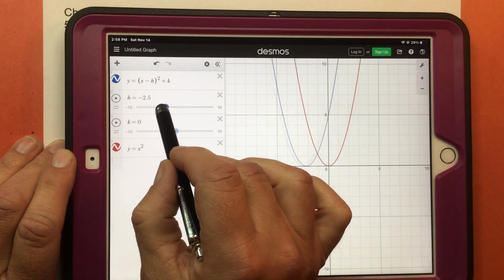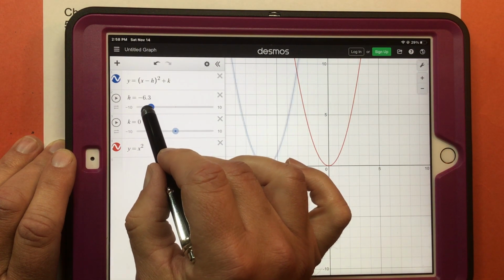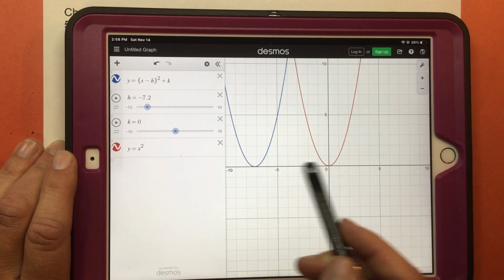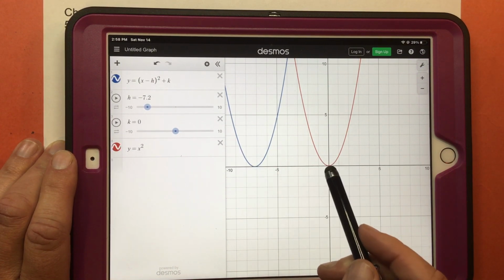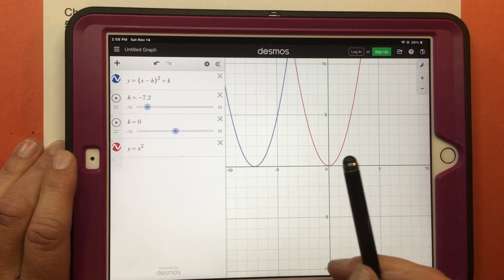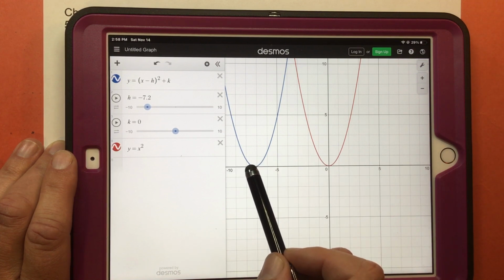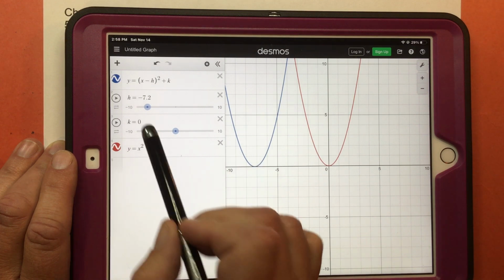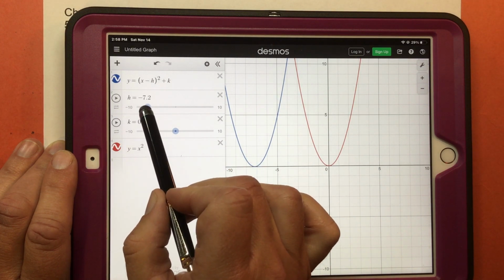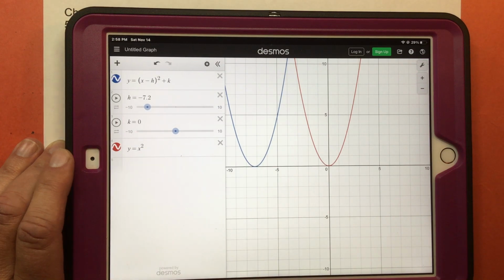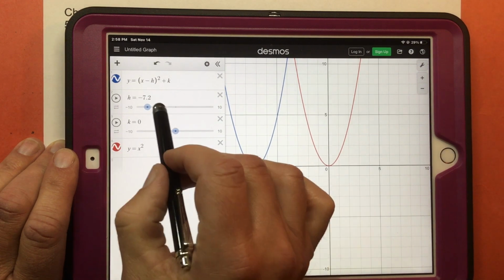If I go back and make h negative, say negative 7.2, it translated to the left from the original. I know you saw it slide to the left, but from the original parent function, this is to the left. Subtracting negative 7.2 is going to look like x plus 7.2. Remember that. Okay, so that takes care of that.